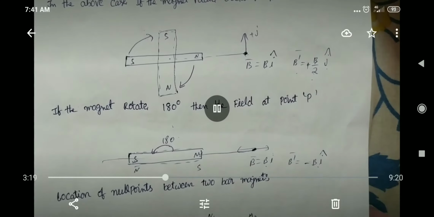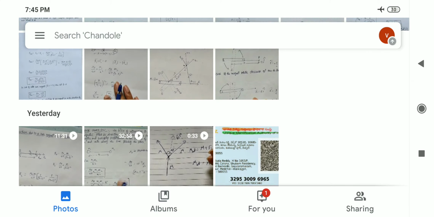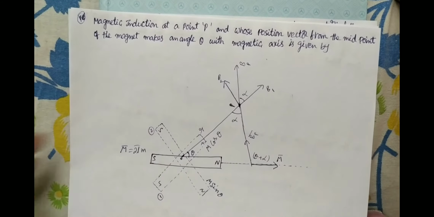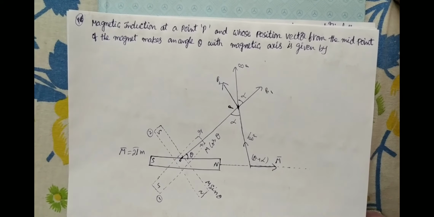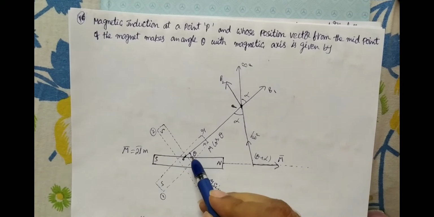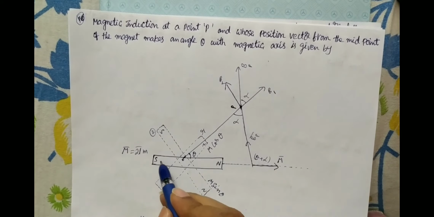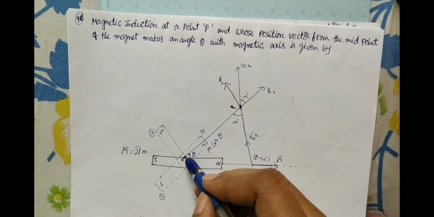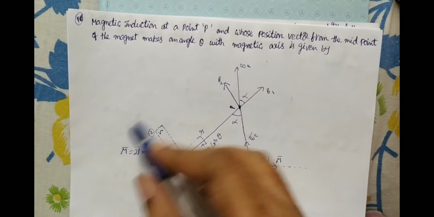Location of null points. Now we'll see the magnetic field induction due to a bar magnet at a point where the position vector makes an angle theta with the magnetic moment. The magnetic moment direction is from south to north like this, and this is the position vector at distance r to a point P, which we can take anywhere around the magnet.